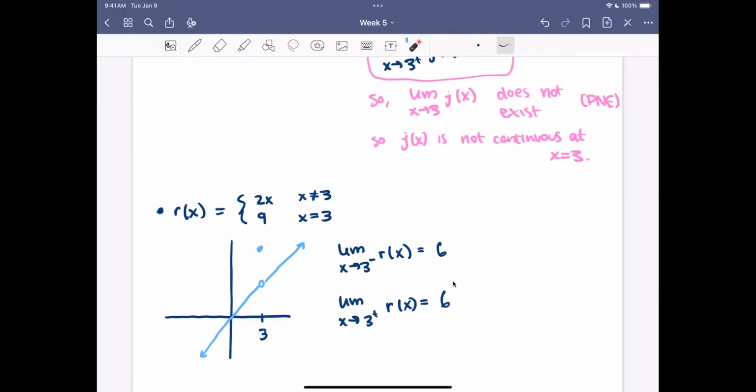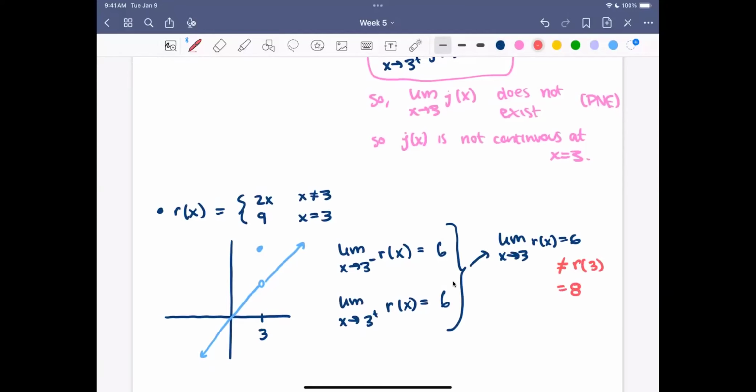Okay, so this limit does exist now. We get the limit as x approaches 3 of r of x is equal to 6, because these two numbers agree with one another. But this number is not equal to the value of the function at x equals 3, because that is 9. So that means that the function is not continuous. Does that make sense?